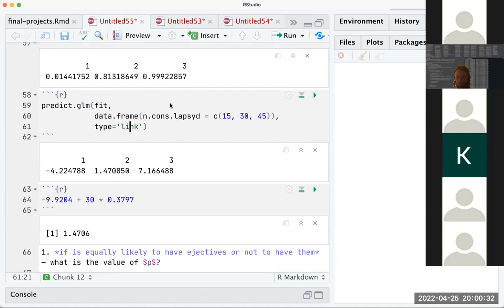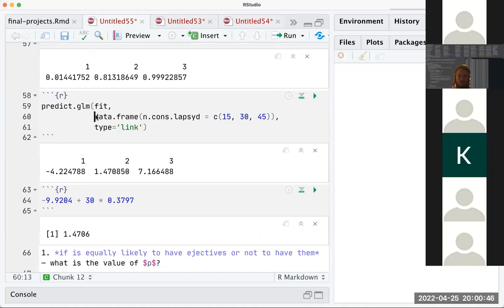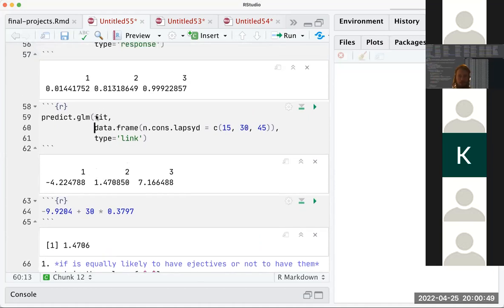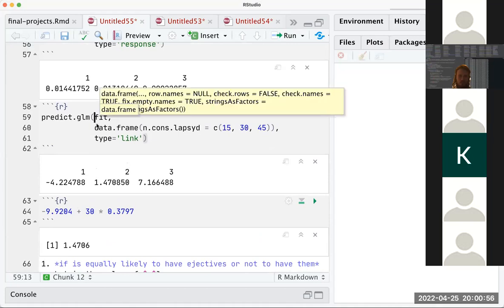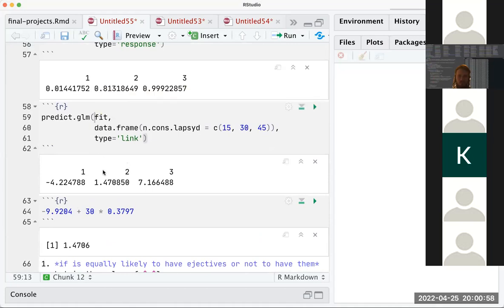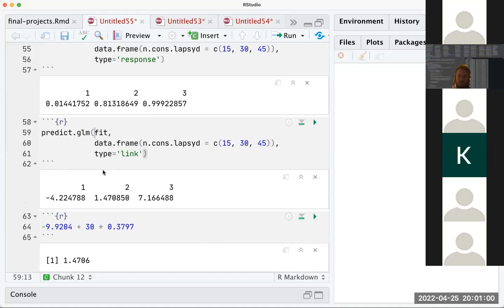So that's it. I hope that now it is more clear how this logistic regression works and how to interpret its results. Are there any questions? Maybe not at the moment. Okay, then that's all for today.